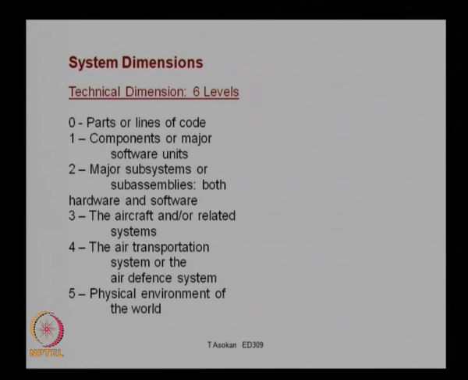We discussed the system, and as I mentioned, the system has a technical component as well as a human component, because there are complex human systems and complex technical systems. So let us look at the technical dimensions of the system. As you can see, there are 6 levels of technical dimension for any engineering system. We will start from the highest level. It is basically the physical environment of the world where the system operates. So we call it the system context.